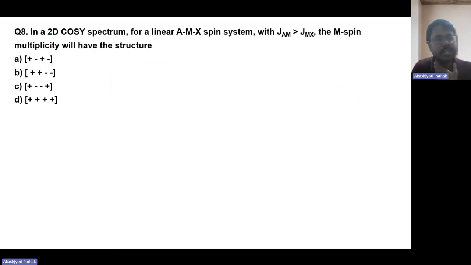So now try to answer this question: in a 2D COSY spectrum for a linear AMX spin system with JAM greater than JMX, the M spin multiplicity will have what structure? You have to find out the M spin multiplicity. Just now I was explaining this. Here JAM is greater than JMX. So M will first be split, because M is coupled to A, into plus and minus. Then M is also coupled to X, and this is JAM.